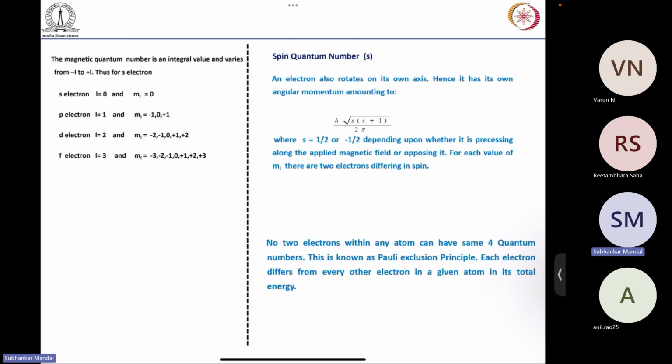Okay. Then we have discussed the magnetic quantum number. It is represented by the m value, and the spin quantum number, that is s. So all these things we have discussed.